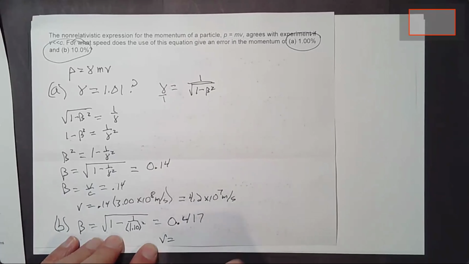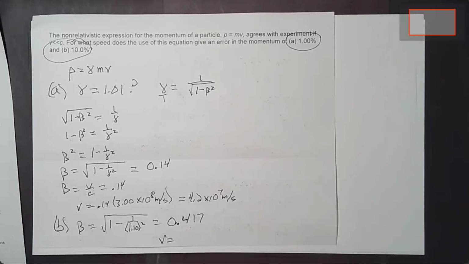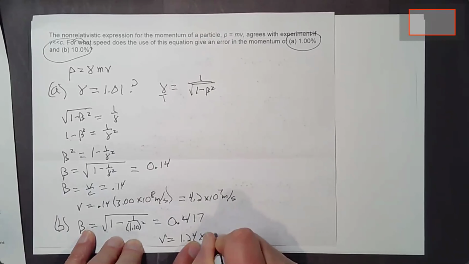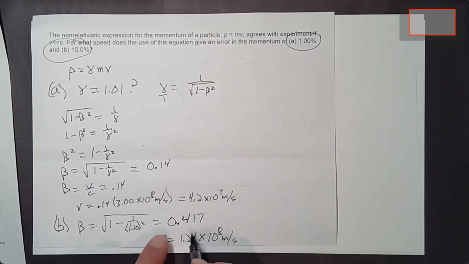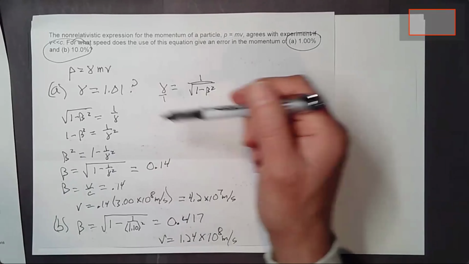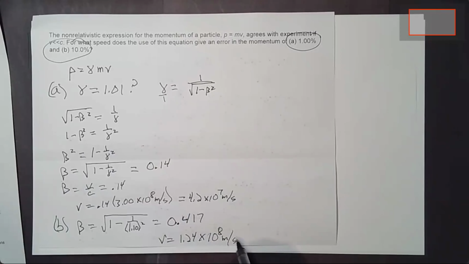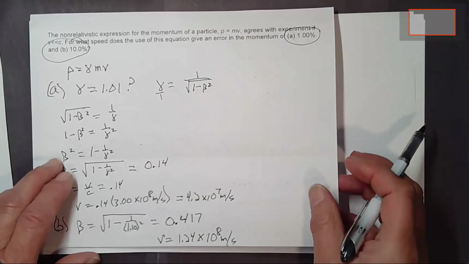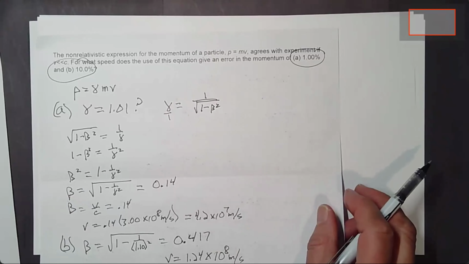And if we repeat what we just did, just take this number and multiply it by 3 times 10 to the 8th. We get about 1.24 times 10 to the 8th meters per second. So this is 41.7% of the speed of light. So that's where you'd get a 10% difference. You definitely have to consider the relativistic expression if you're going 40% of the speed of light. You'd be getting a 10% difference. Maybe you could ignore it if you're only going 14% the speed of light, depending on how many significant figures you have.